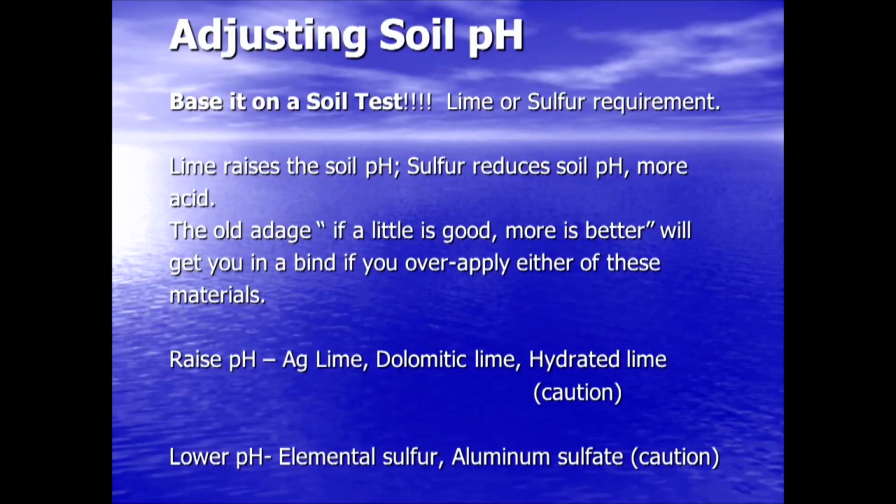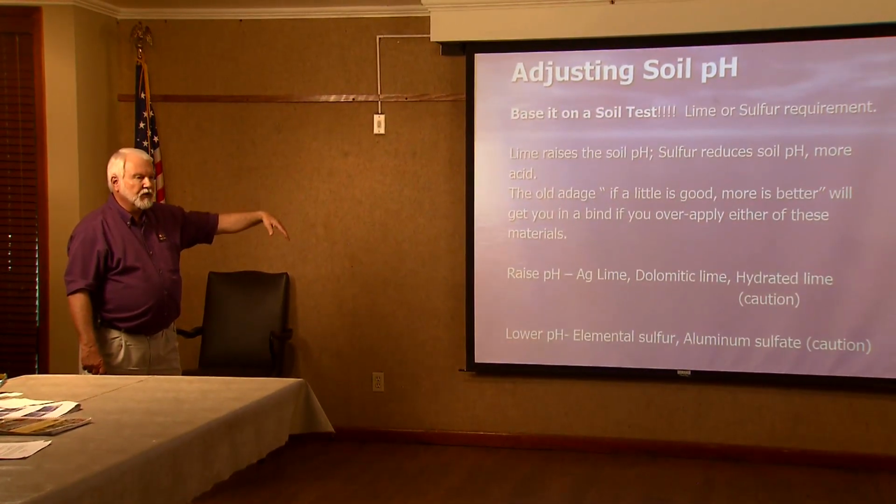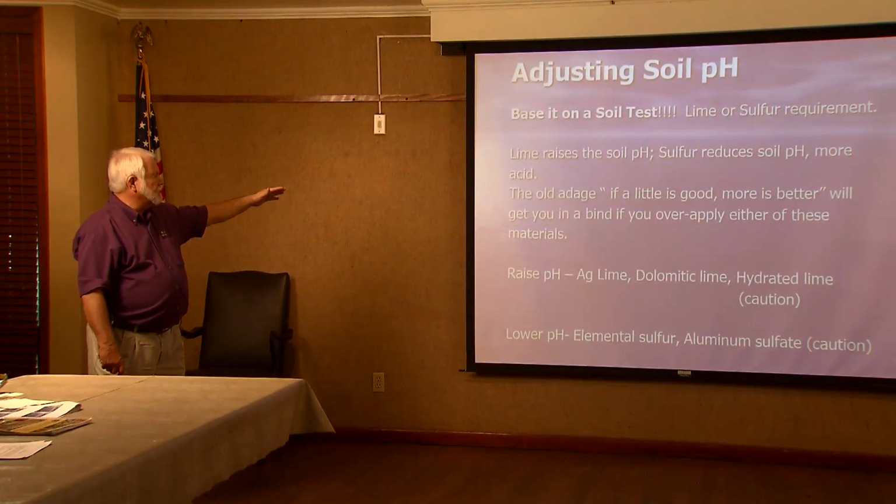All right, lime. You can get a lime or sulfur requirement on your soil test if, for the crops you've indicated, there's a need for lime to raise the soil pH or for sulfur to really drop that soil pH. Lime raises the pH, sulfur reduces the pH, makes it more acidic.